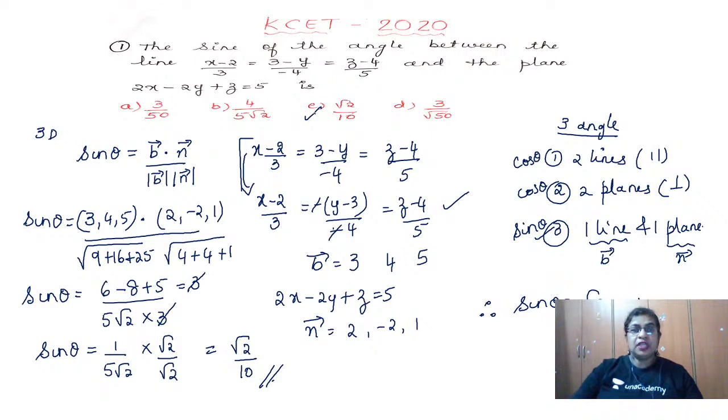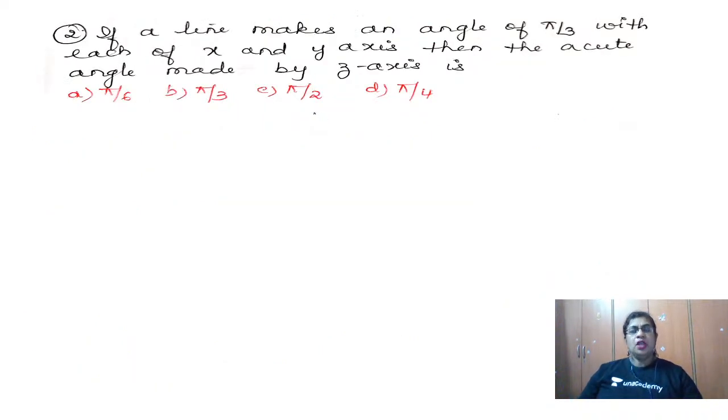Yes, so move on to the next question, the second question. What is given here? If a line makes an angle of pi by 3 with each of the x-axis and y-axis, then the acute angle made by the z-axis is asked. Now, even this is from the three-dimensional geometry chapter.